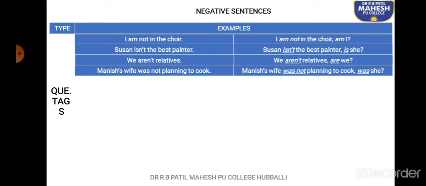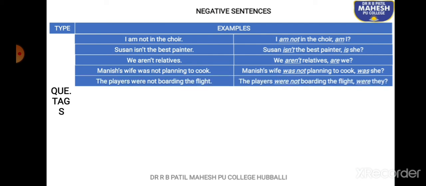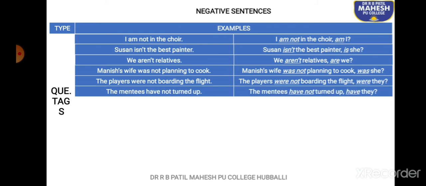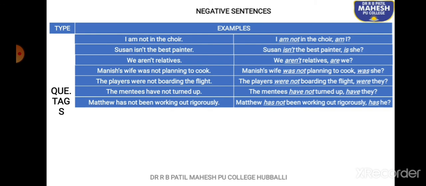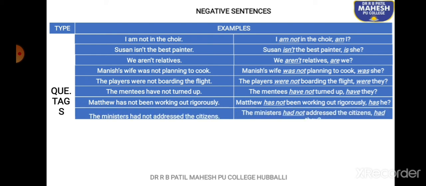Manish's wife was not planning to cook, was she? The players were not boarding the flight, were they? The mentees have not turned up, have they? Matthew has not been working out rigorously, has he? The ministers had not addressed the citizens, had they?